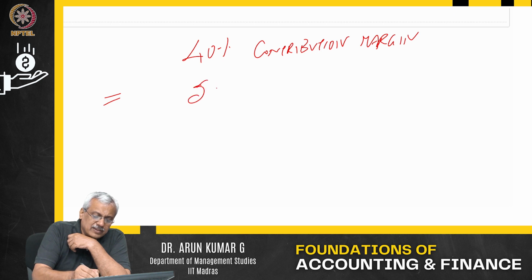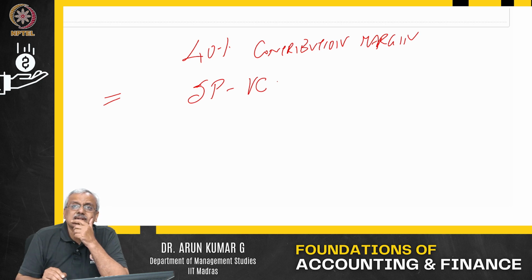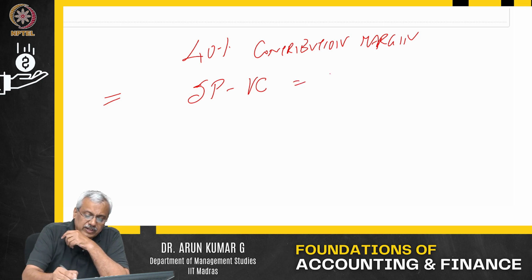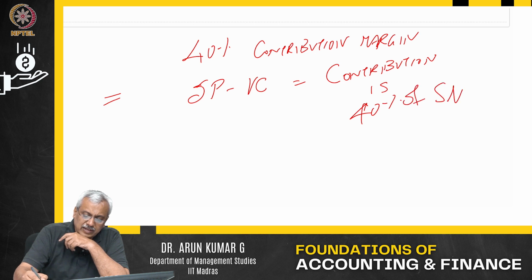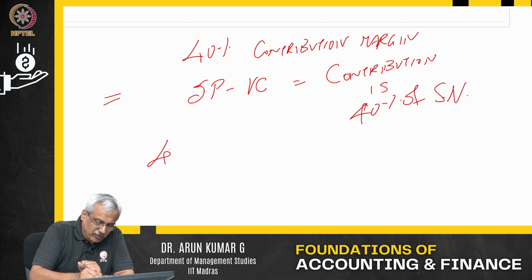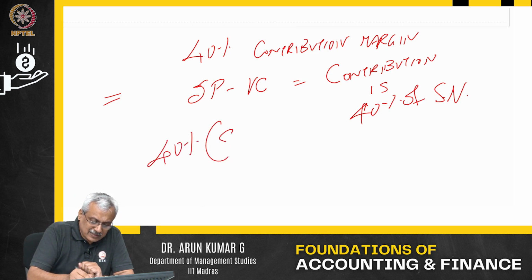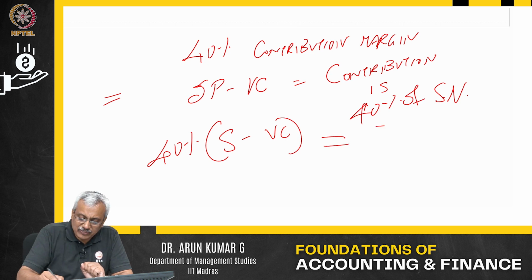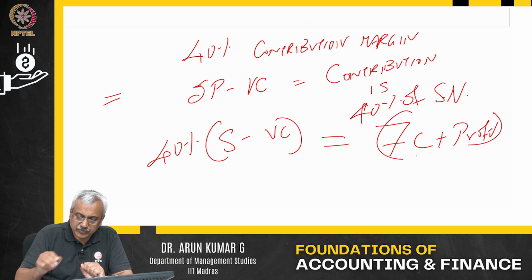My selling price minus variable cost, that is what we call contribution, is 40% of my sale value. So, in short, 40% of my selling price minus my variable cost will be equal to the fixed cost plus the profit I have made in this case.